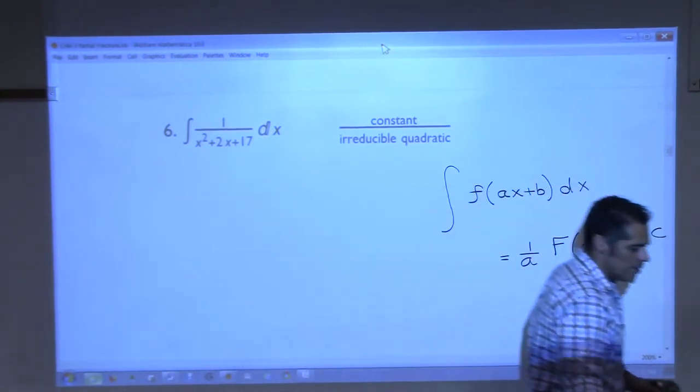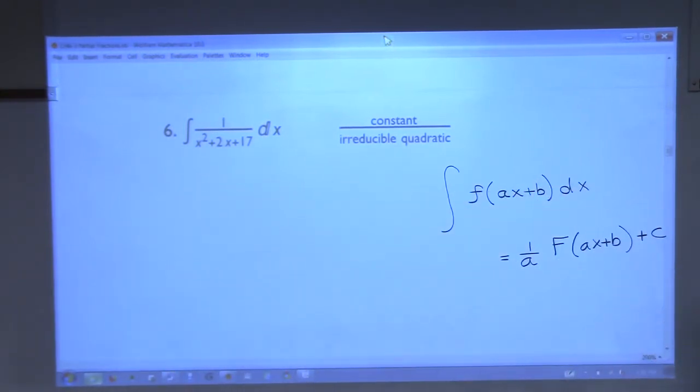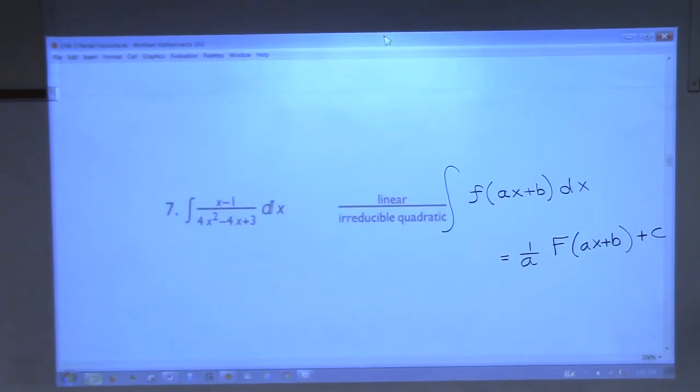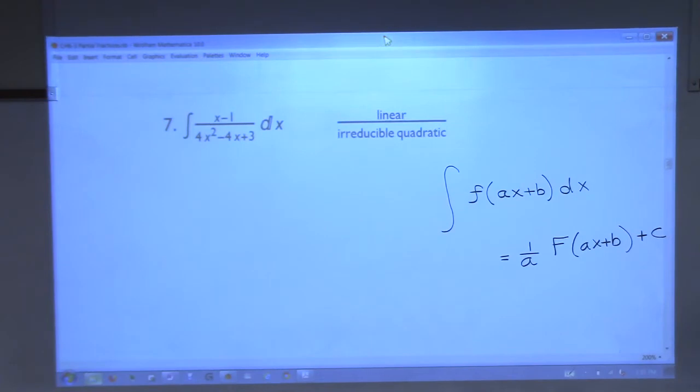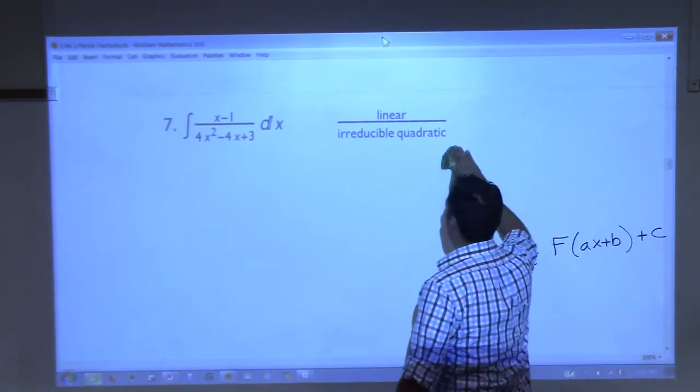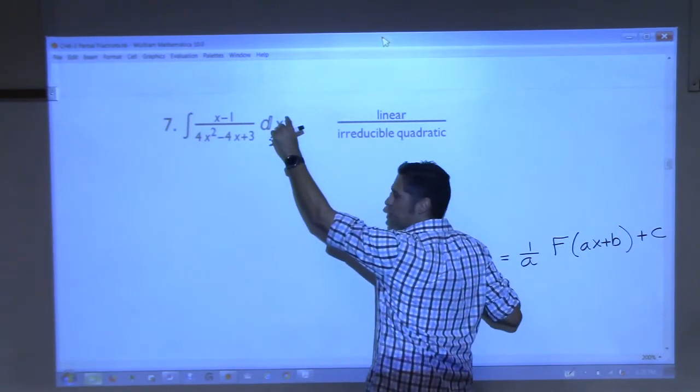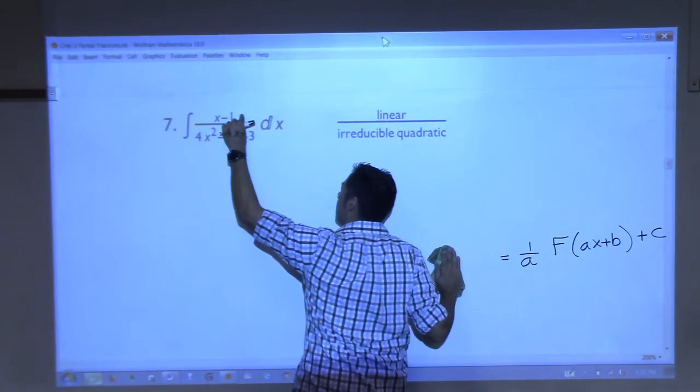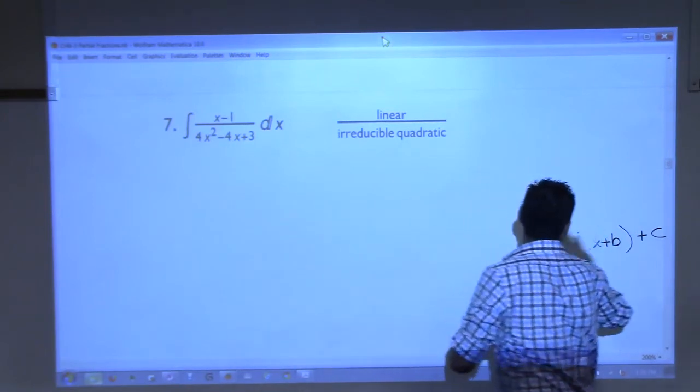So we can handle an irreducible quadratic by completing the square and then using a formula. What if we have a linear expression? This is the first time we've had this. A linear expression over a quadratic.